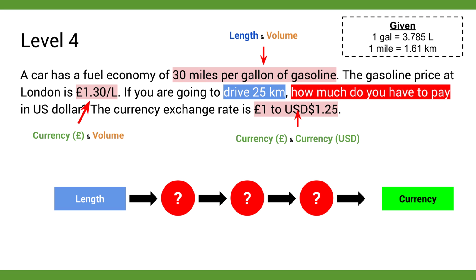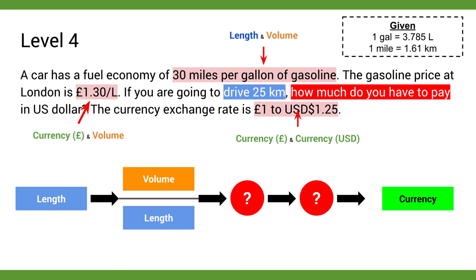So first, take a look. Which conversion factor has length in it? You can see the first one, the top one, 30 miles per gallon of gasoline, has a length in there. So that's where we place our first conversion factor, and from a dimension point of view, you go from length to volume. And then where do we go from volume? Well, we need to go from volume to currency, right? We want to get currency, and hey, that's 1.3 pounds per liter.